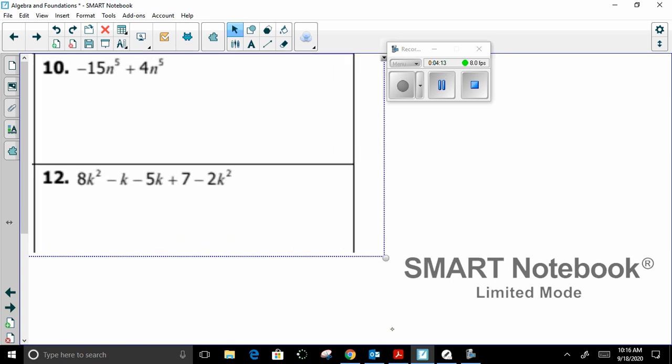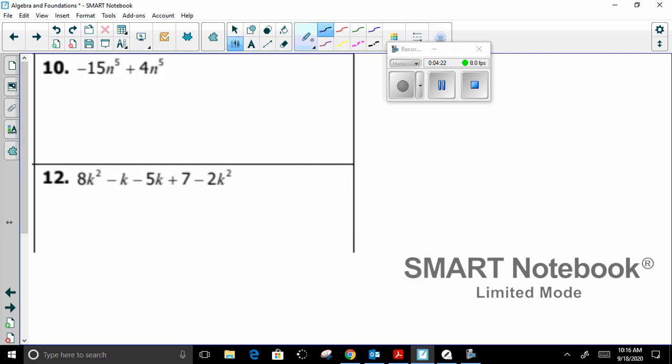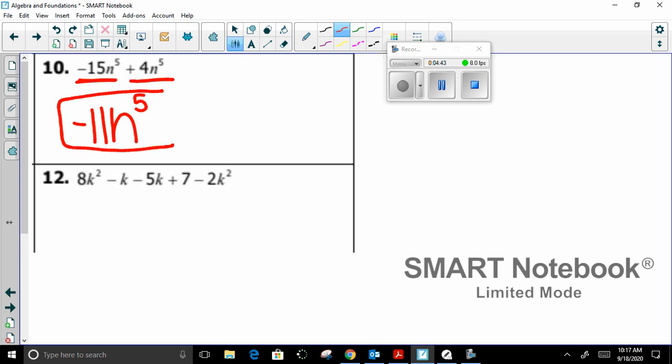All right, now we're going to get a little trickier here, and we're going to have exponents. Remember, they have to be identical variables and identical exponents for you to put them together. So we got an n to the 5th, a -15 n to the 5th, and this one's an n to the 5th. So they go together. Keep the variable and its exponent. Do what the numbers ahead of them say. -15 plus 4 is -11. So our answer is -11 n to the 5th.